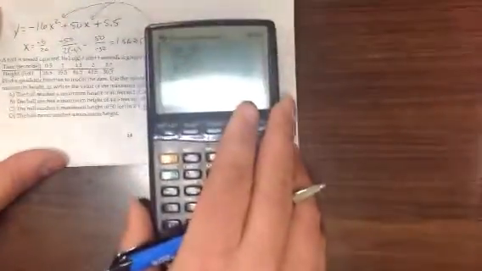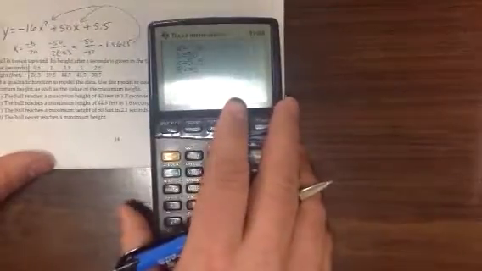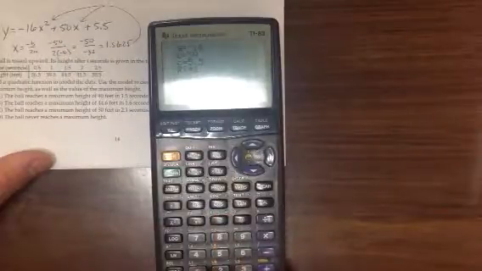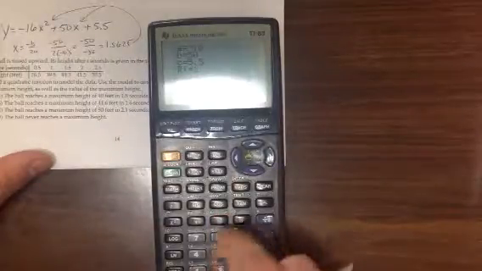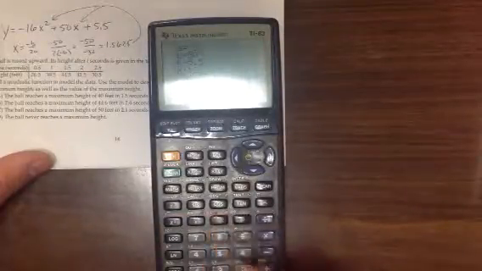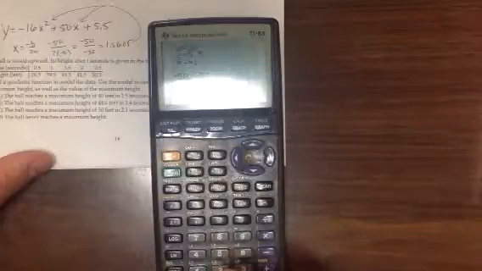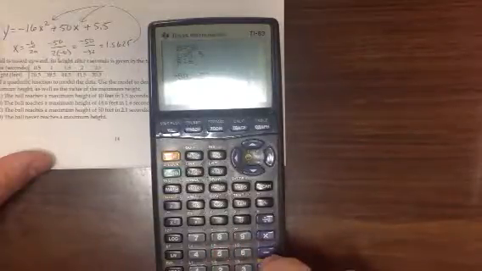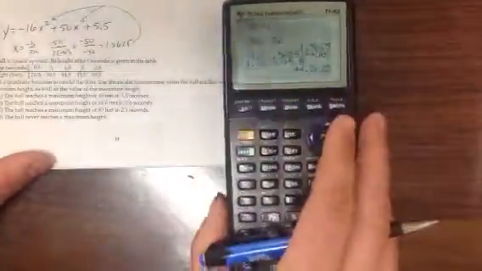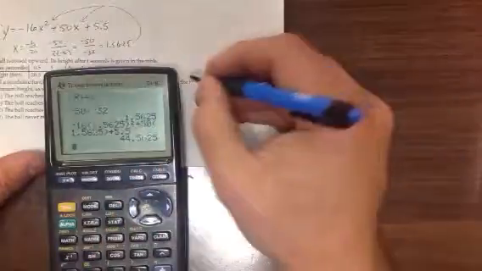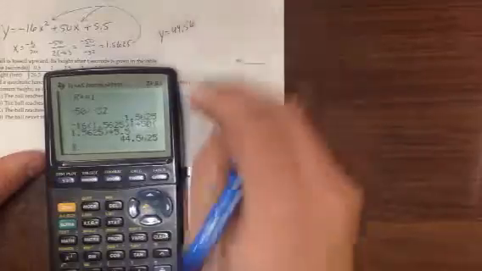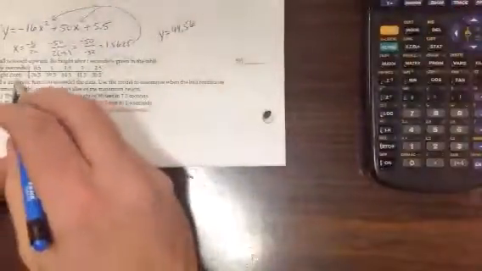So on the calculator screen here, I'm going to try and make all this show up. I'm going to go negative 16 parentheses 1.5625 parentheses close squared plus 50 times 1.5625 plus 5.5. And the result of putting that back in is a y value of 44.56, and I have to look and see feet.